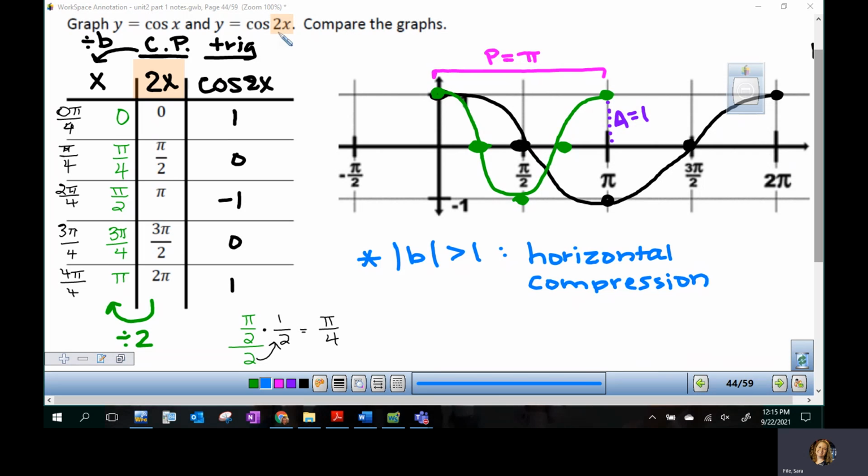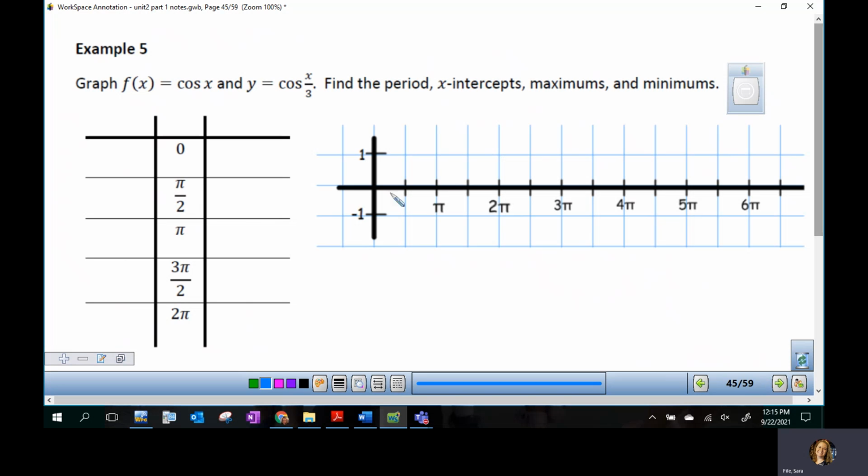The same thing applies to the compression or stretch horizontally when this is inside the function. It's the opposite of what you would think. So even though this number is larger than 1, it's not making the graph wider, it's making it narrower. Okay, it's compressing it. It's getting smaller. Does that make sense? Okay, so let's try example 5.